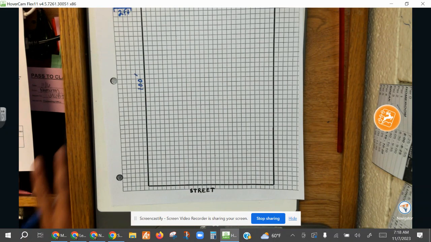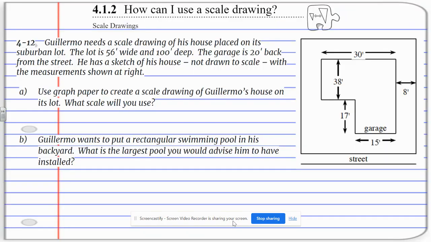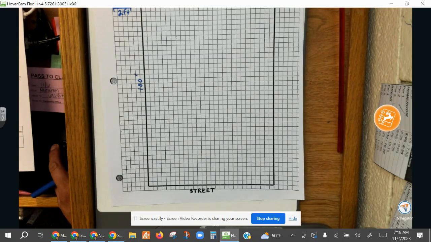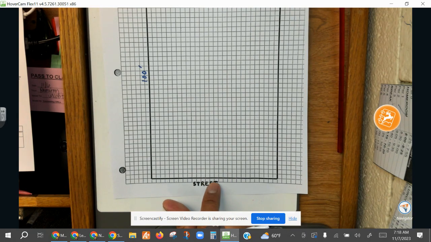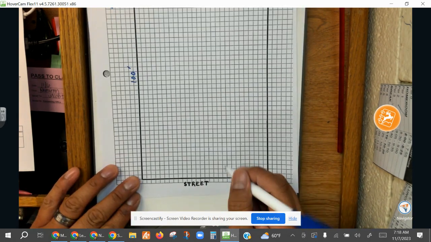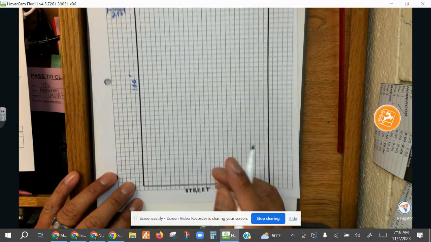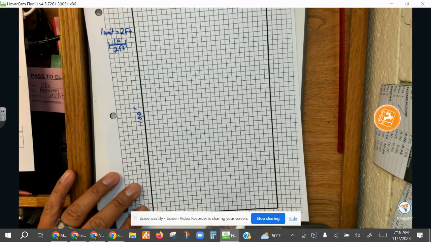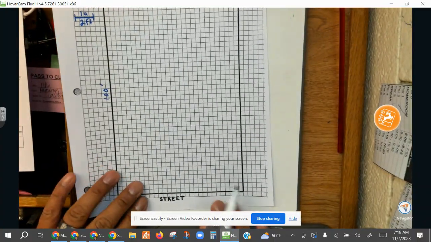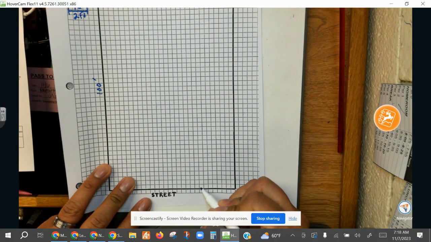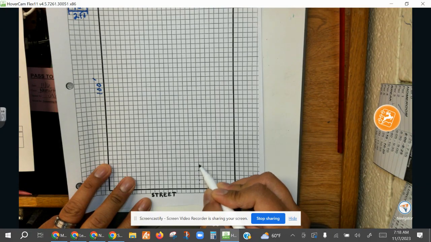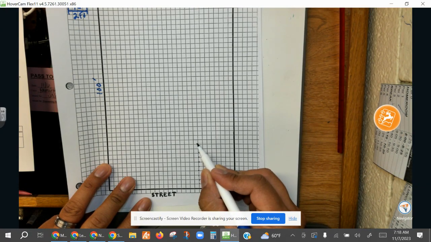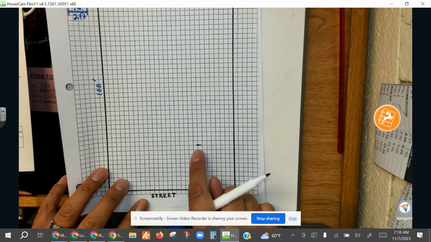So the information told us on this page is that the garage is 20 feet back from the street. So here's the street at the bottom. And if you look at your map right here, there's the street. So if it's 20 feet from the street, then how many squares would that be? Well, if we look at our scale, if 2 feet is a unit, 20 feet would be 10 units from the street. So we need to count up 10. 1, 2, 3, 4, 5, 6, 7, 8, 9, 10. So here's how far the house is where the garage is.